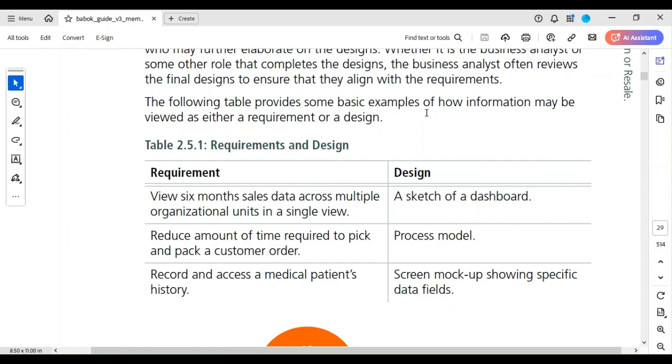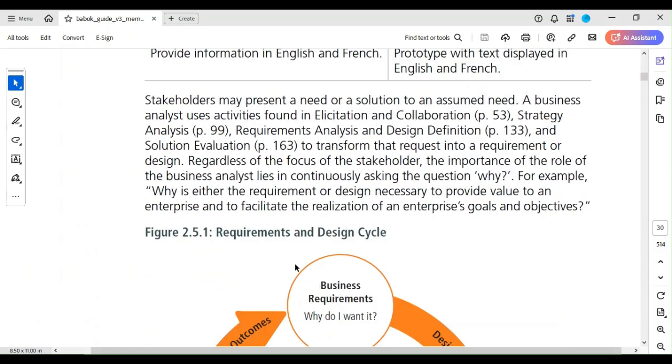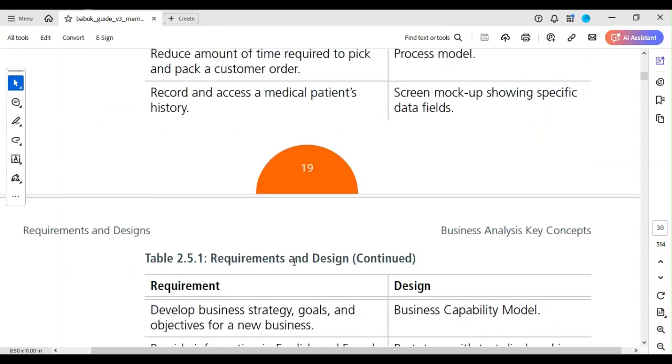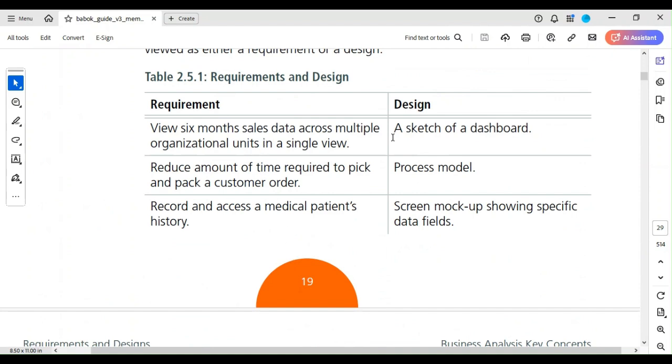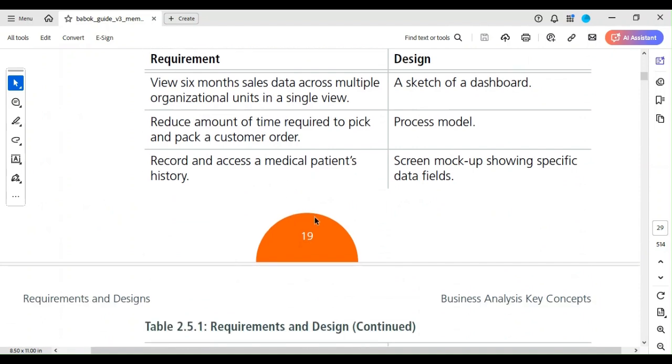The following table provides some basic examples of how information may be viewed as either a requirement or design. Requirements and design. So let's go through this, and after this, we are done. I will have to rush through this. Sorry. View six-month sales data. This gives you a vivid example of each. When you are viewing six-month sales data across multiple organizational units in a single view, the design part of it is a sketch of a dashboard. So the design gives you a picture effect of the requirement.